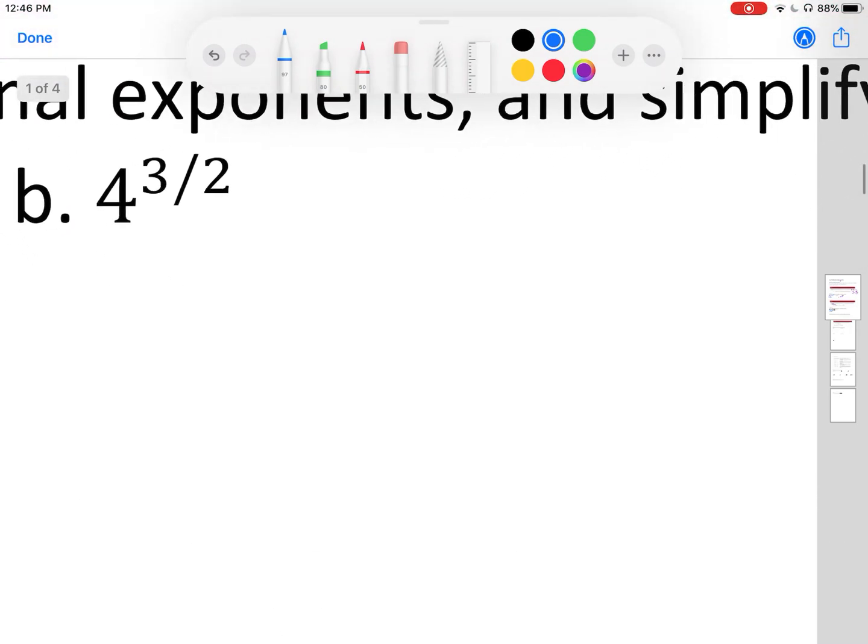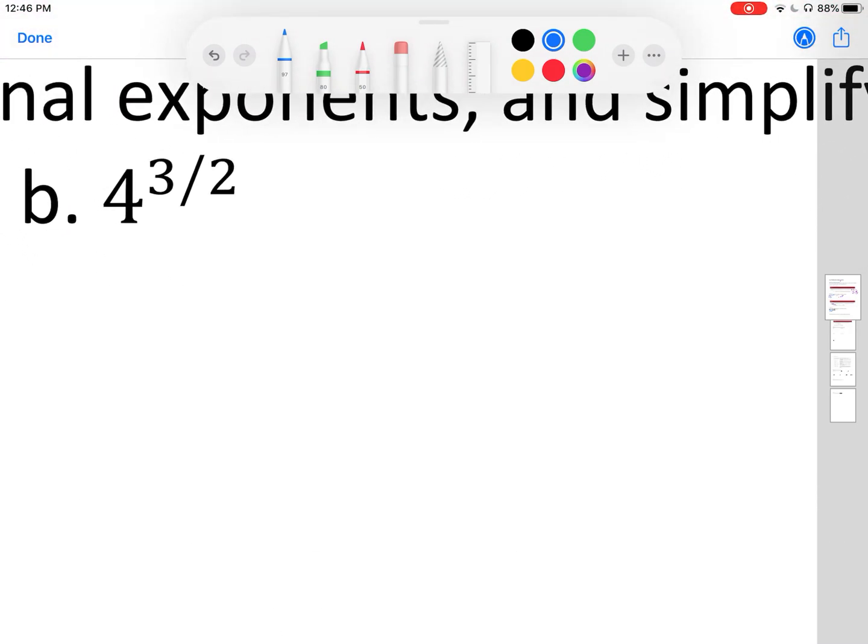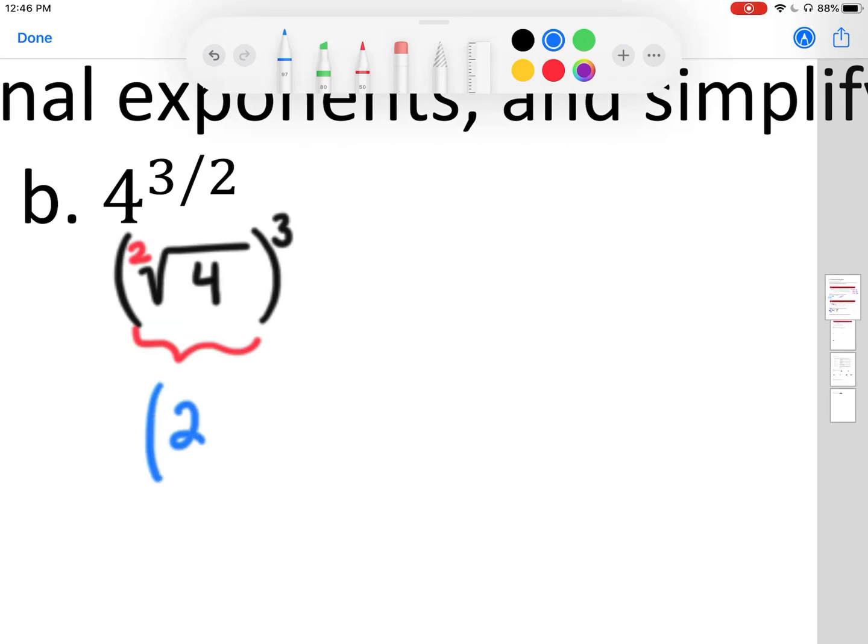Next problem. 4 raised to the 3/2 power. Okay, let's begin by rewriting it, so that we have the square root of 4 raised to the 3rd power. Now we can go ahead and find the square root of 4. For square roots, we can write a 2 or not, your call. And that gives us 2, and 2 to the 3rd power gives us 8. So 8 would be our answer.